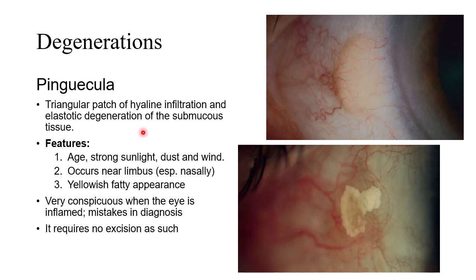Usually occurs near the limbus, more commonly nasally, and it is very conspicuous when the eye is inflamed. For example, when this is a nodule and it gets inflamed, it can be confused with a nodular episcleritis or a nodular scleritis or phlyctenular conjunctivitis and so on. It requires no excision as such.